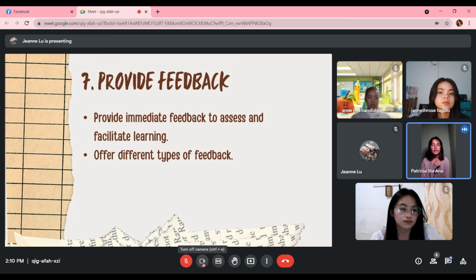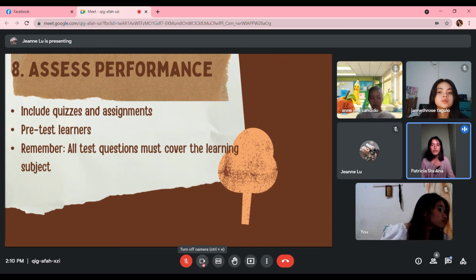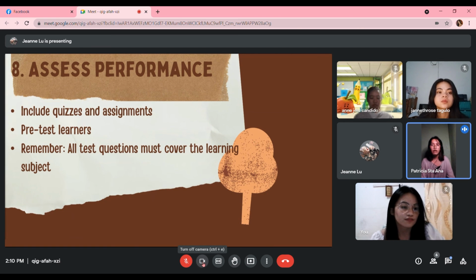So for the next event is assessing performance or retrieval. So in order to evaluate the effectiveness of the instructional events, administer a test to the learner to determine if the expected learning outcomes have been achieved. So performance should be based on previously stated objectives.